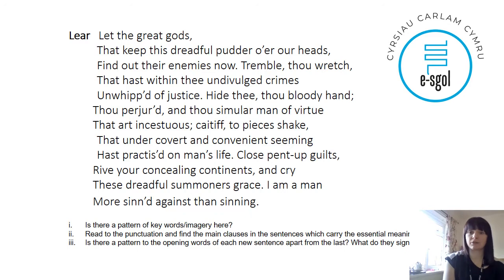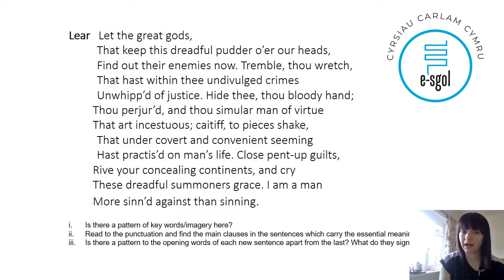And here's a little task for you to do in your own time. So you've got Lear here. "So let the great gods that keep this dreadful put over our heads find out their enemies now. Tremble, thou wretch, that hast within thee undivulged crimes and whipped of justice. Hide thee, thou bloody hand, thou perjured and thou simular man of virtue, thou that art incestuous. Caitiff, to pieces shake, that under covert and convenient seeming has practised on man's life. Close pent-up guilt, rive your concealing continents and cry these dreadful summoners grace. I am a man more sinned against than sinning."